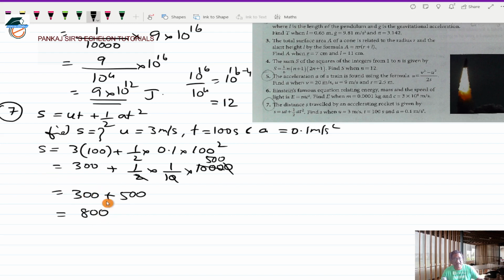And of course, the unit should be meter because s is a distance. So 800 meter is the answer. Now, let me tell you one thing. In this David Reyner book, the answers given behind, they have not mentioned the units anywhere for these answers. They've just mentioned the numerical, that is 800, 9 into 10 raised to 12, etc.